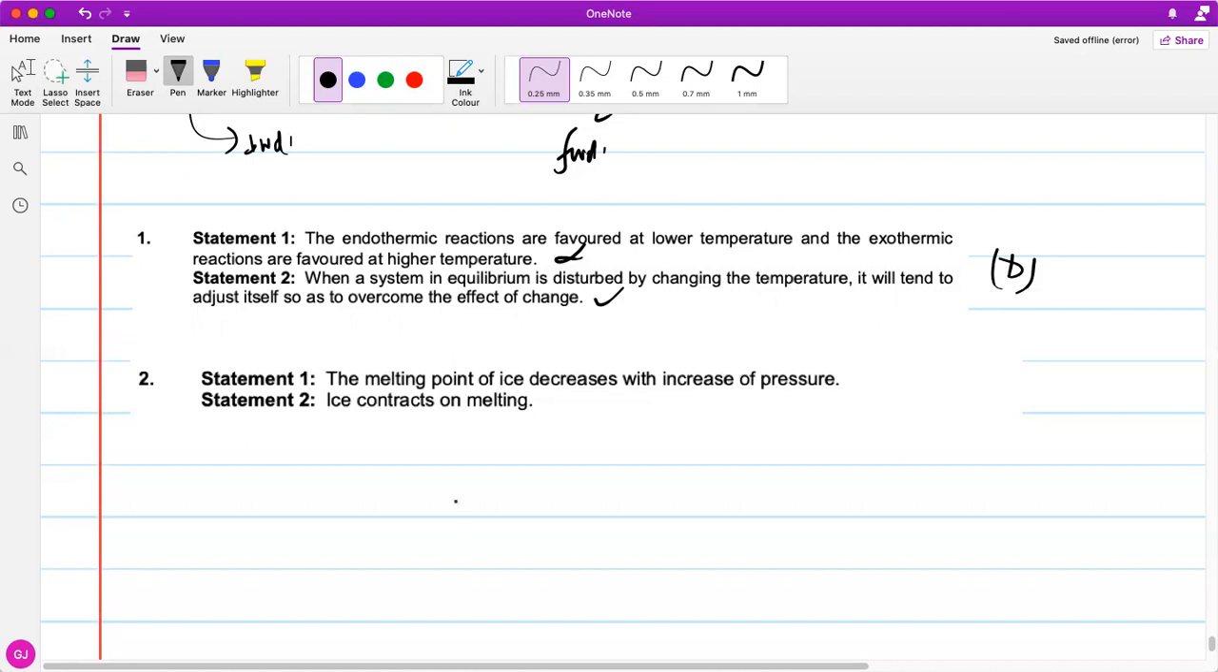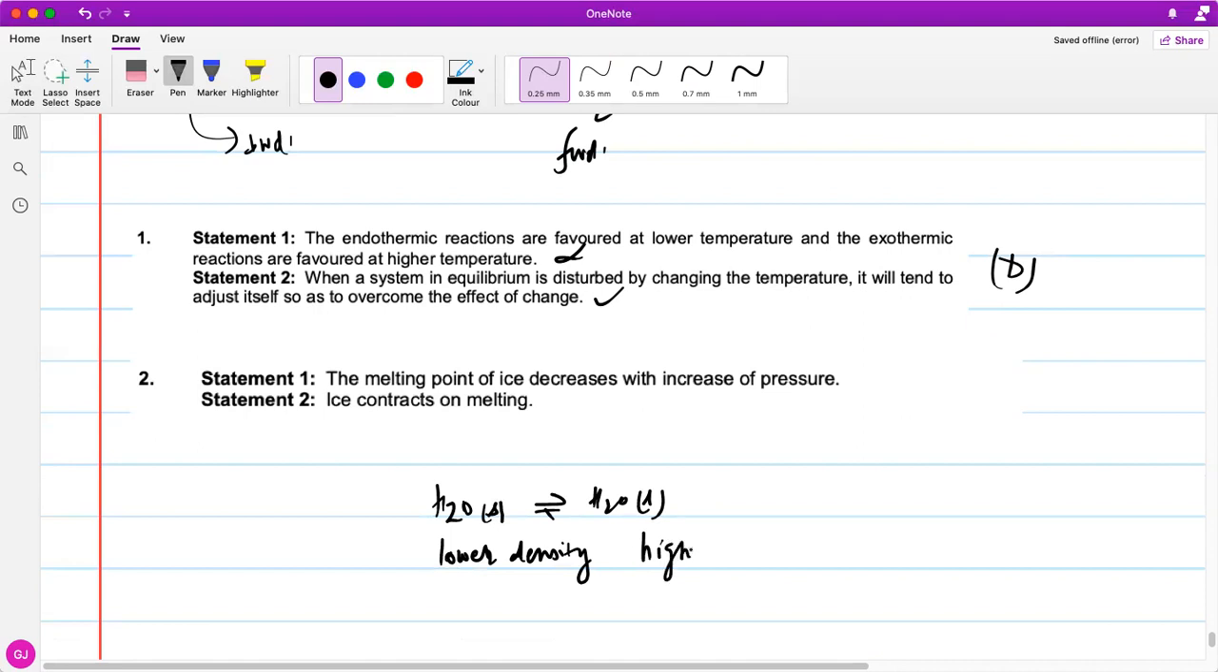Now, this is something that we had covered in our notes where we talked about this equilibrium H2O solid and H2O liquid, right? And here we spoke about the fact that between ice and water, ice has lower density, or you can say, my bad, ice has, yes, lower density and water has higher density, right? And increase in pressure would shift the equilibrium forward, right? So it will result in lowering of the freezing point or melting point. So the first statement is actually correct.